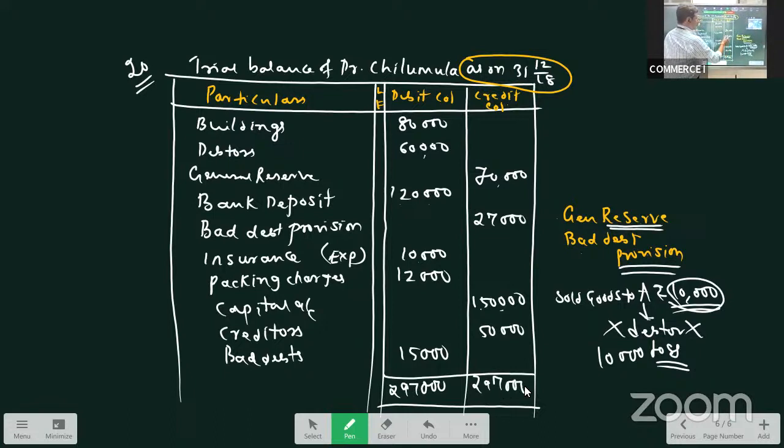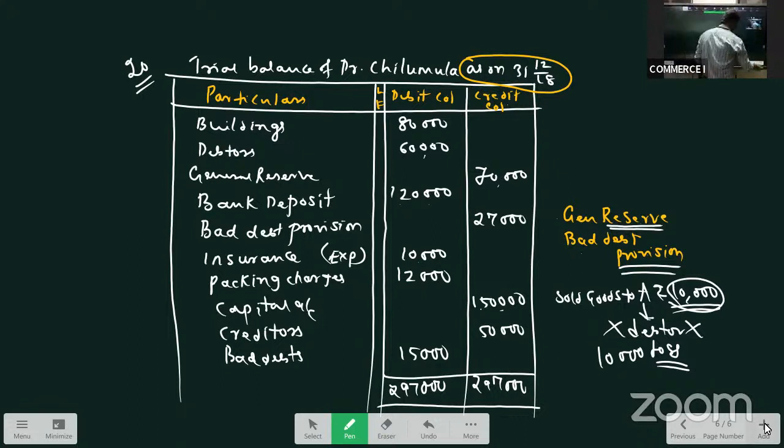One 2,227,000, 290. Yeah, very true. So done. We are done with this topic, trial balance. Now we'll go to the next very, very important topic. Hope you all understood this. It was so simple a topic, isn't it? So simple.